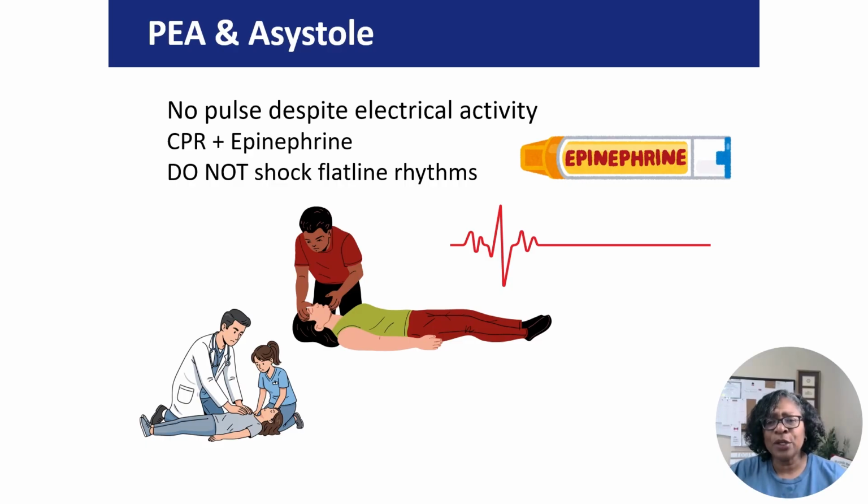And that's the trap. The trap is going to be, students are going to choose to shock asystole or PEA. Just remember, you do not shock a flatline rhythm. Okay, let's move on.